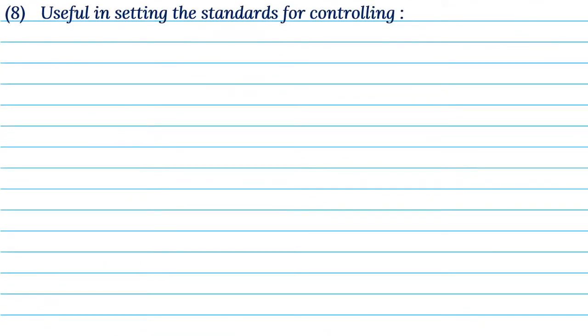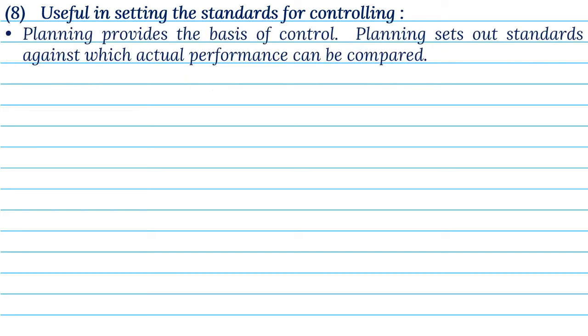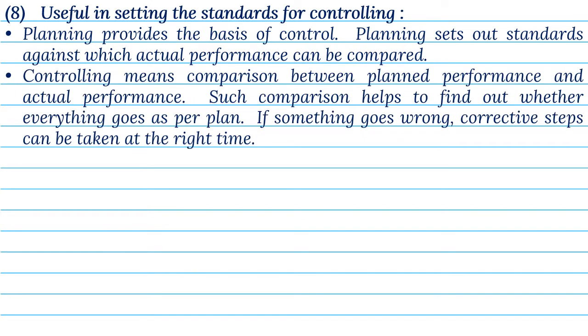8. Useful in setting the standards for controlling. Planning provides the basis of control. Planning sets out standards against which actual performance can be compared. Controlling means comparison between planned performance and actual performance. Such comparison helps to find out whether everything goes as per plan. If something goes wrong, corrective steps can be taken at the right time.